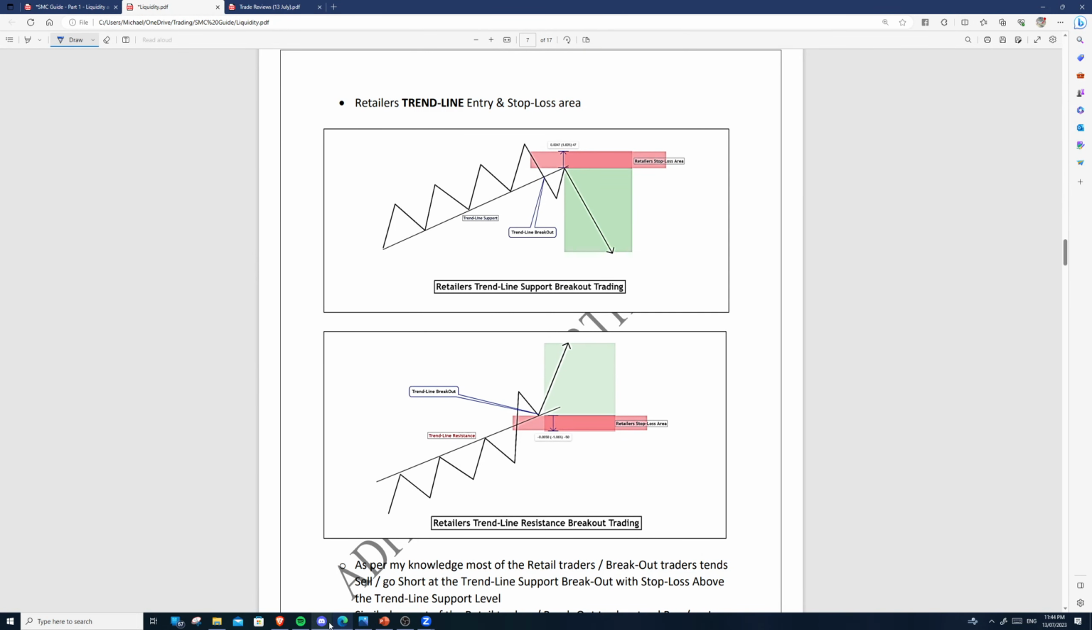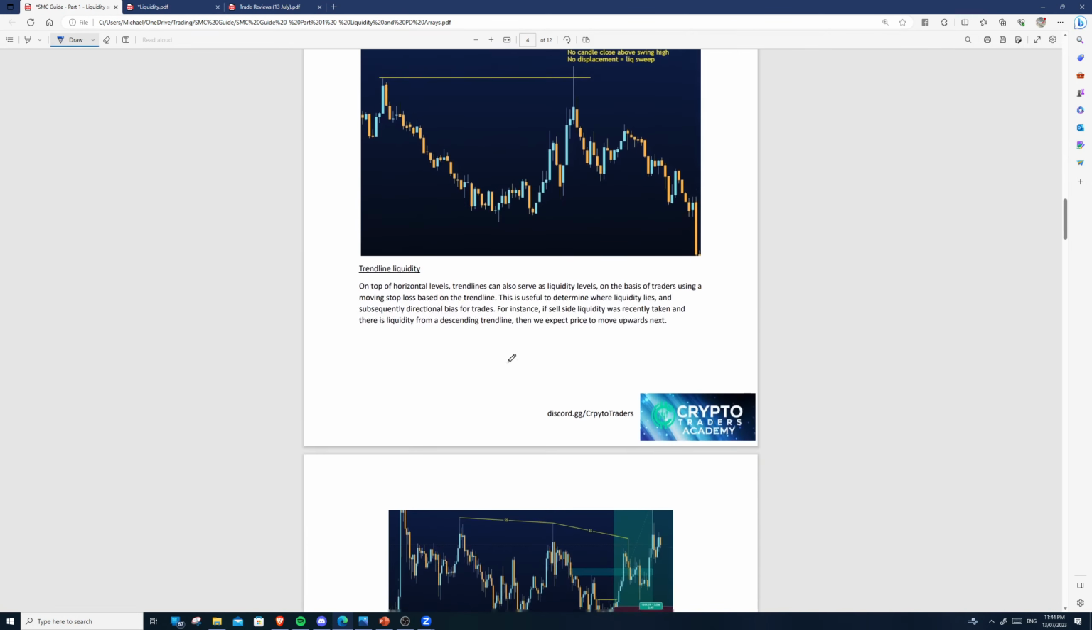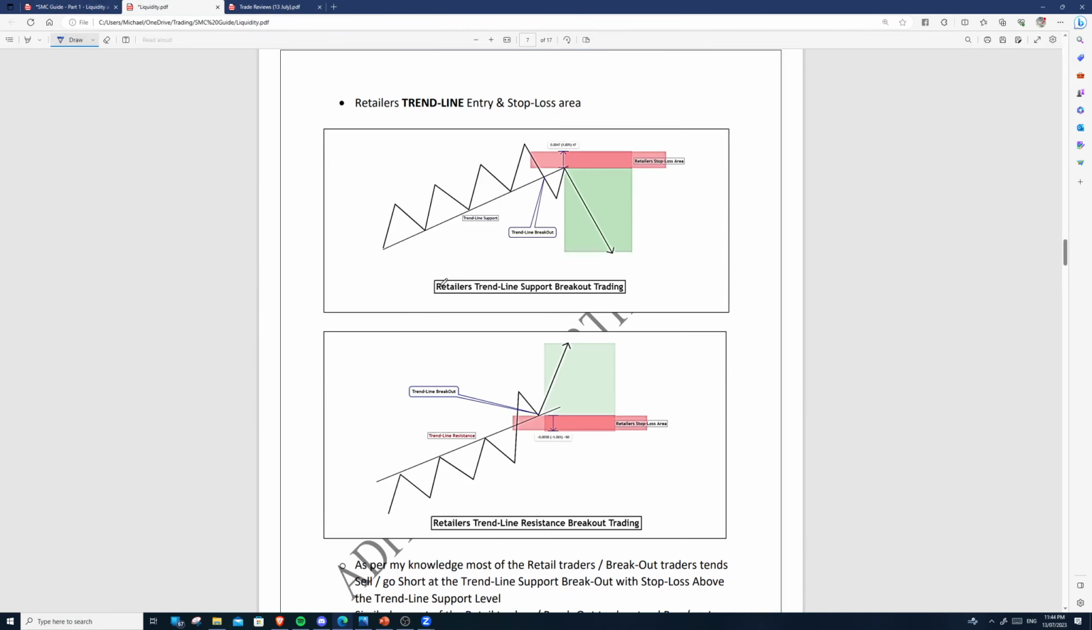Let's have a look now at trendline liquidity. A lot of retail traders do use trend lines to place their trades. So a common way of trading trend lines is something like this. We have a clear uptrend and price bouncing multiple times from the trend line.